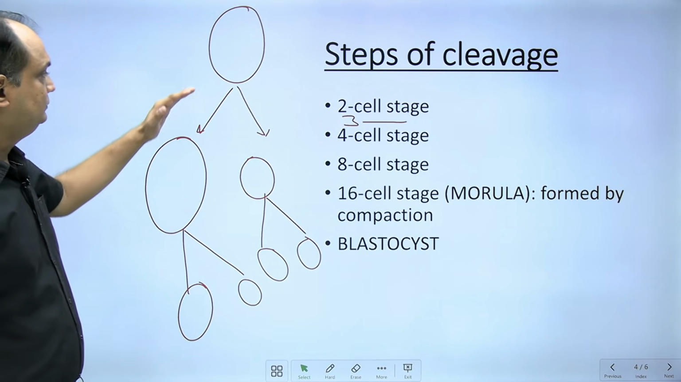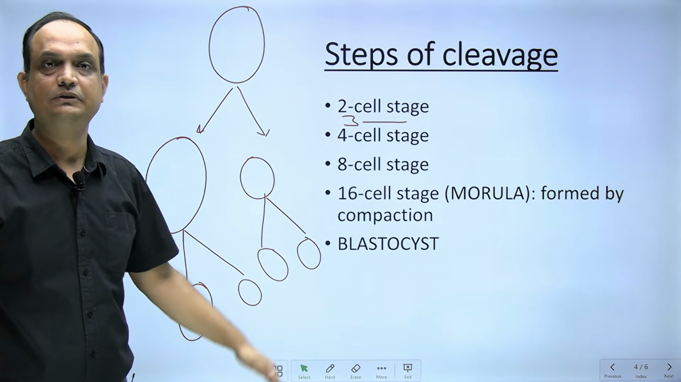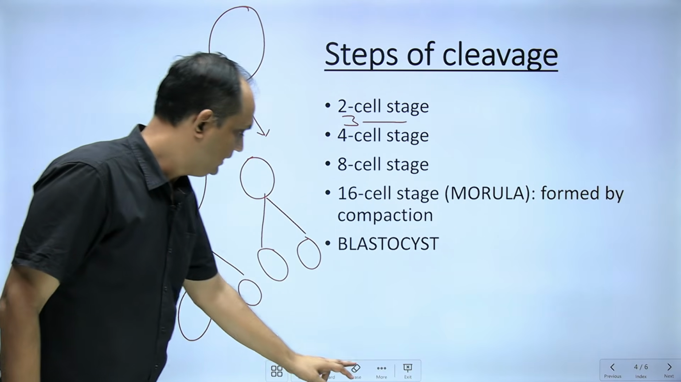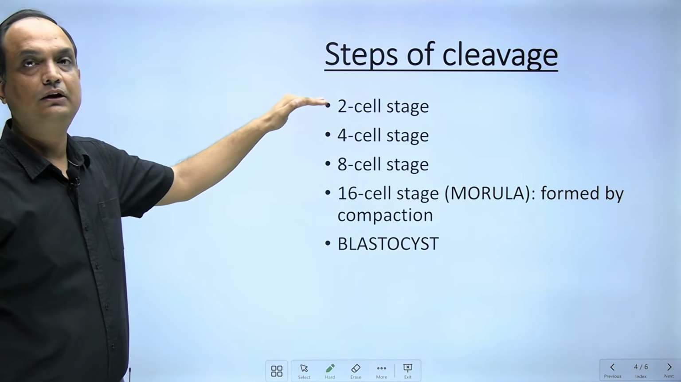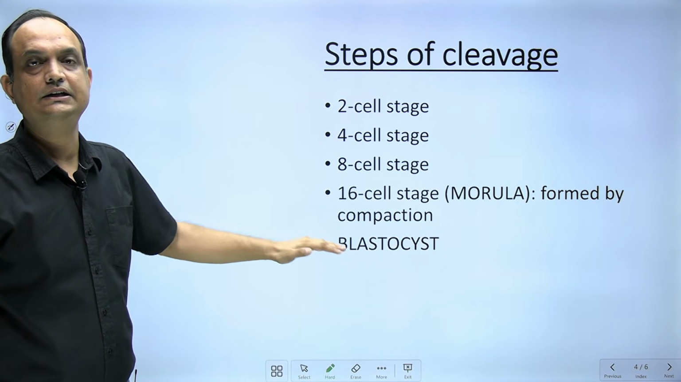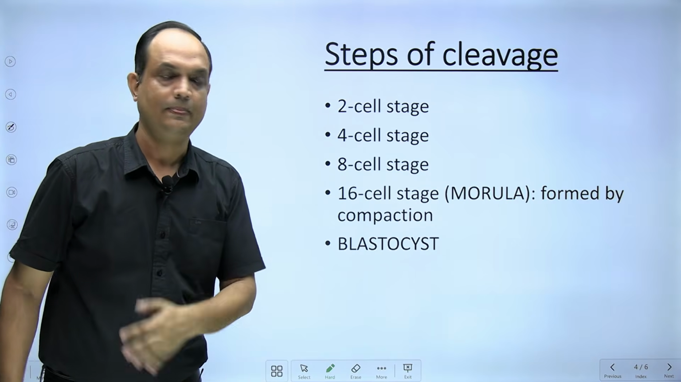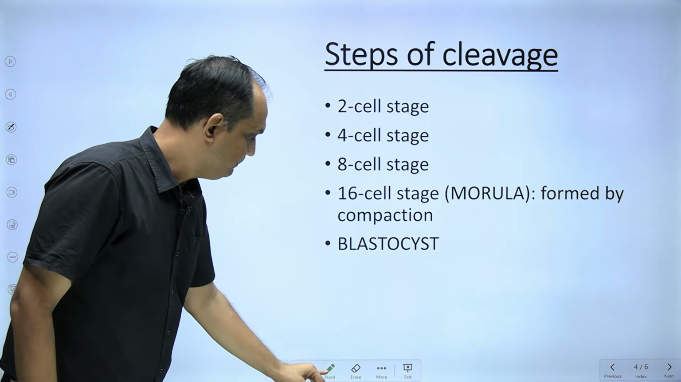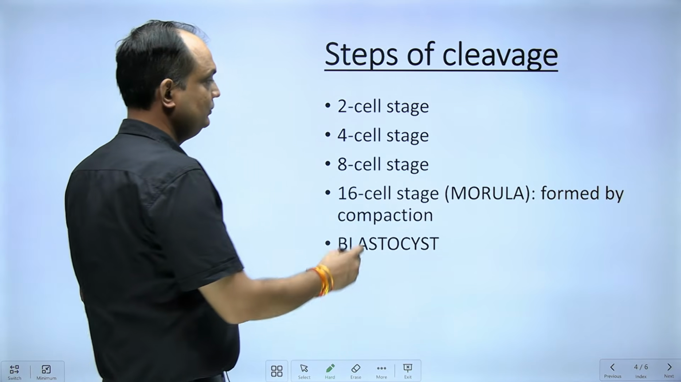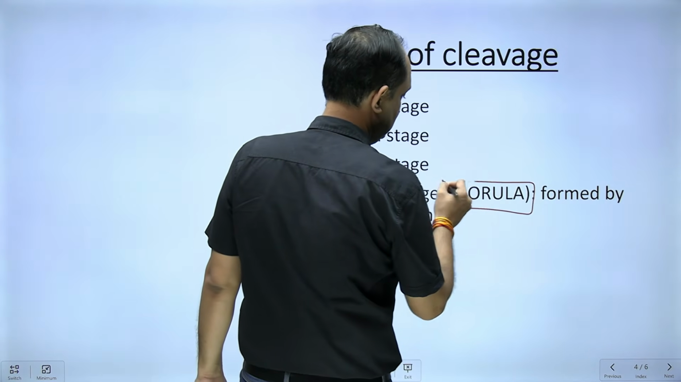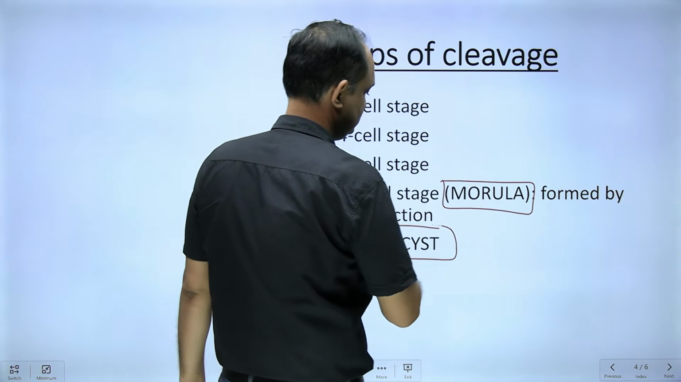Clear? So, this is how the cleavage will take place. Here, when we are talking about the steps of the cleavage, we are going like this: 2, 4, 8, 16, 32, 64. Now, there are two important terms from the exam point of view: one is morula and the second is blastocyst.